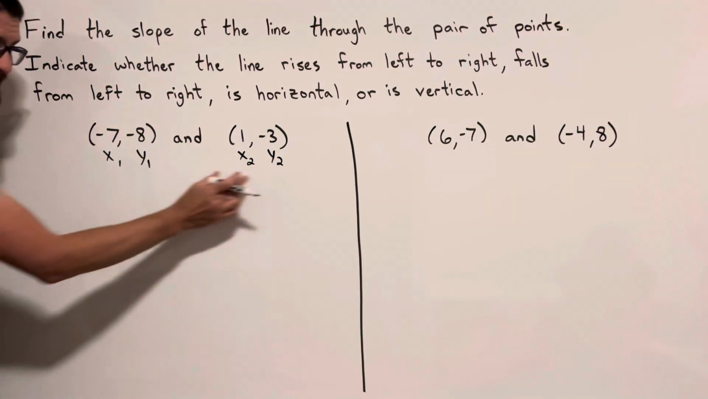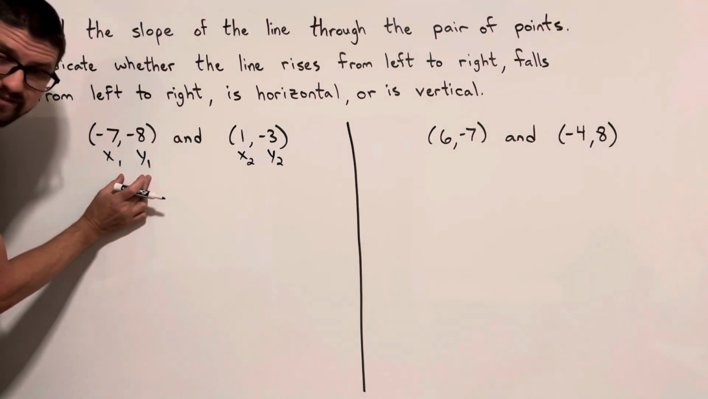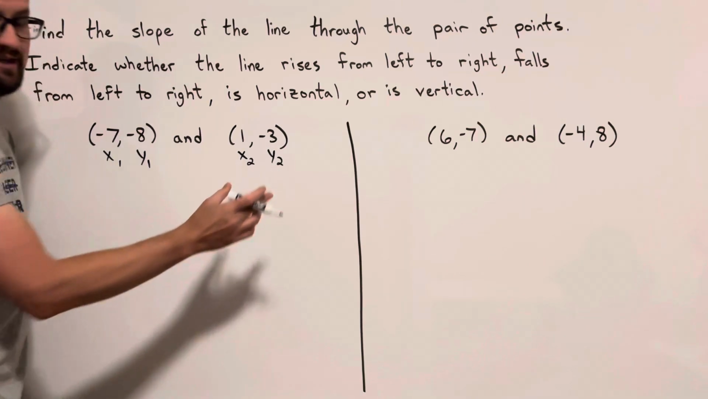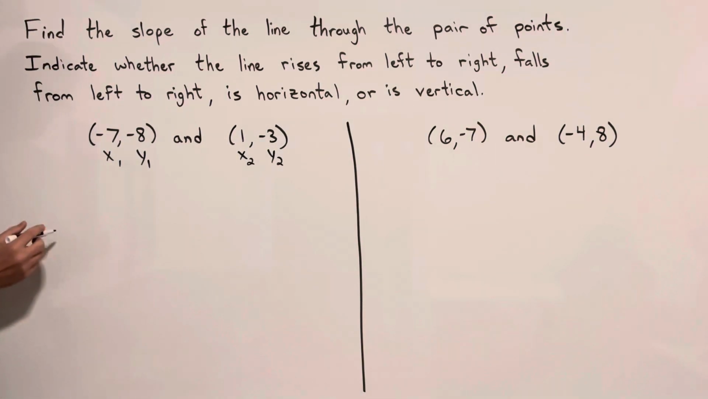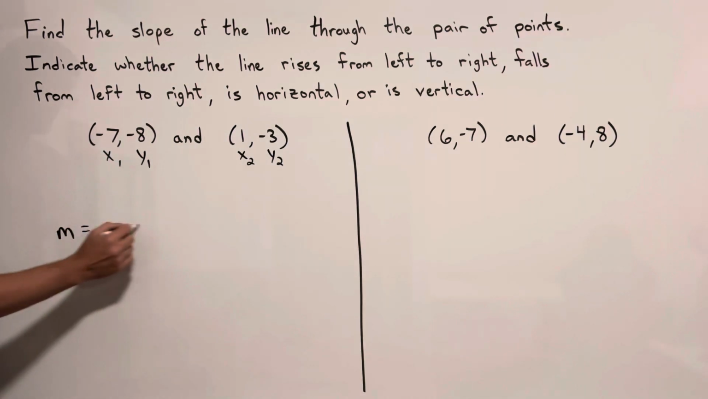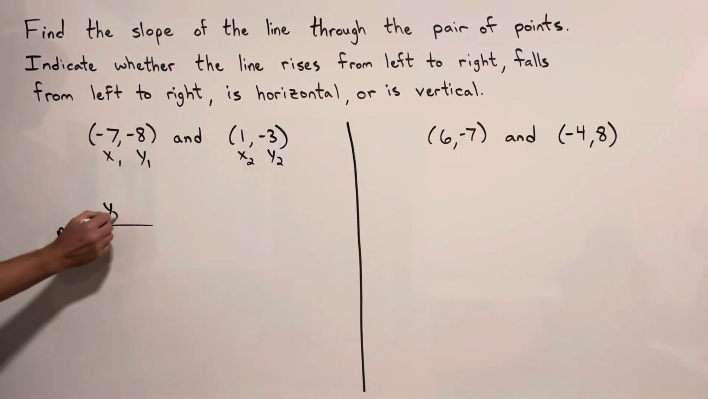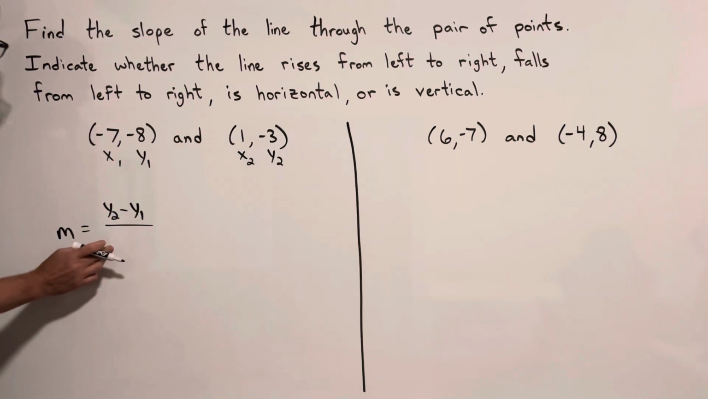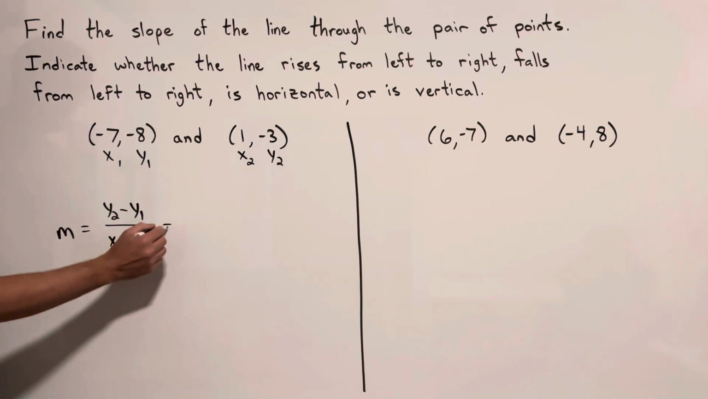So the subscripts indicate which point it is. The first point gets subscript 1s, and the second point gets subscript 2s. Now you need to know the formula for the slope. The slope formula is a fraction. In the numerator, you have y2 minus y1, and in the denominator, you have x2 minus x1.